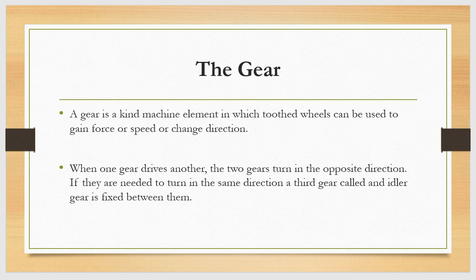When one gear drives another, the two gears turn in the opposite direction. If one is moving in the clockwise direction, the other will move in the anti-clockwise direction. If they need to turn in the same direction, then a third gear called an idler gear is fixed between them. So if you want to move two gears in the same direction, you have to use another gear in between those two, so that they will move in the same direction.